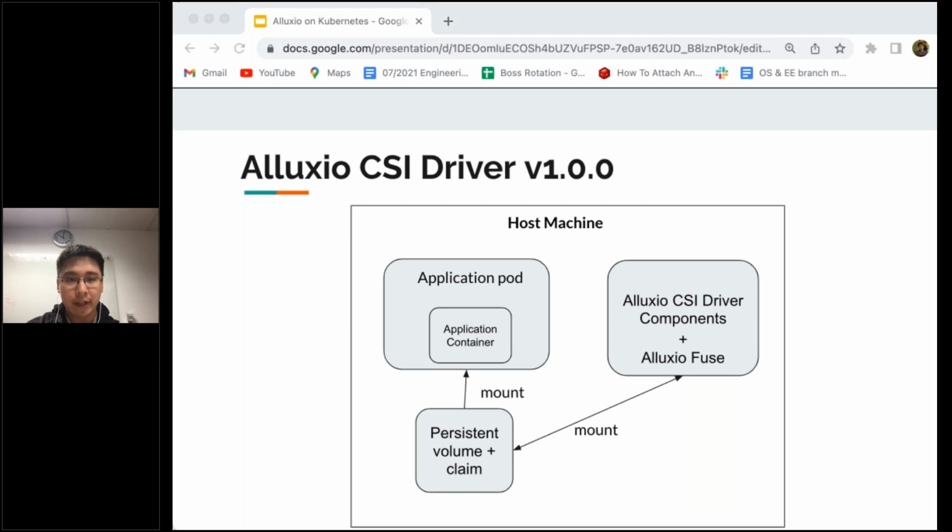When the application finishes its job, it will not use the persistent volume and the claim anymore. The CSI will know this, and it will stop the Fuse process.